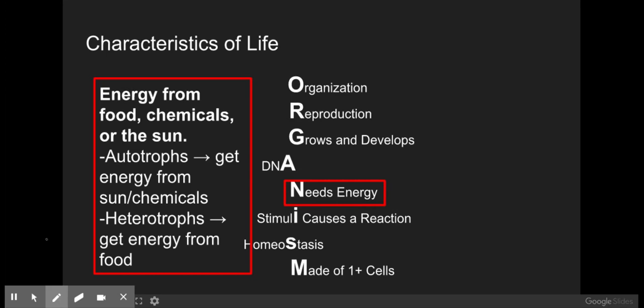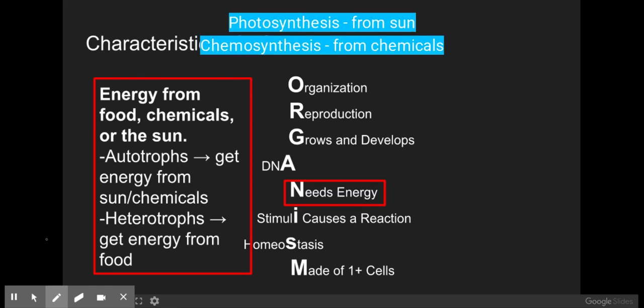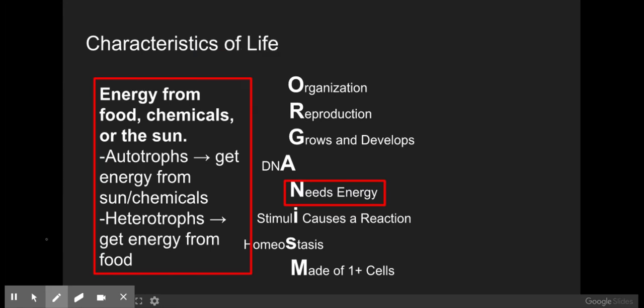Need for energy. All living things need to get energy from either food, chemicals, or the sun. There are 2 main groups of organisms that we can split up based on where they get their energy from. Autotrophs are going to get their energy from sun or chemicals. So they either do photosynthesis using sunlight, or they do chemosynthesis using chemicals. Heterotrophs are like us. They have to eat to get their energy from a food source.